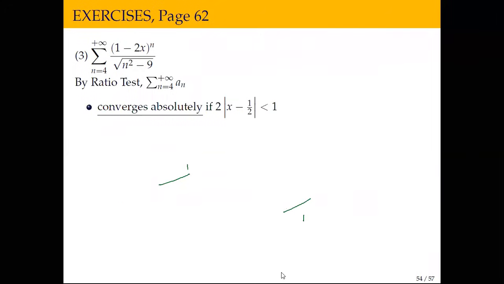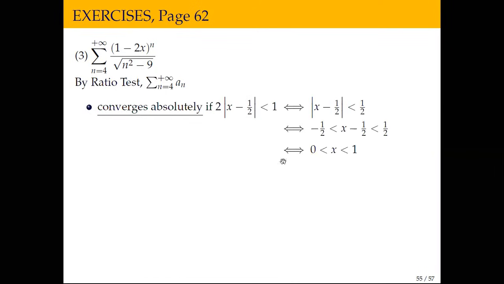Thus, by the ratio test, this infinite series converges absolutely if this value is strictly less than 1. That is, when this absolute value is strictly less than 1/2. It is equivalent to say that this infinite series converges absolutely whenever x is greater than 0 but less than 1. By the ratio test also, we see that this infinite series diverges when x is less than 0 or when x is greater than 1.